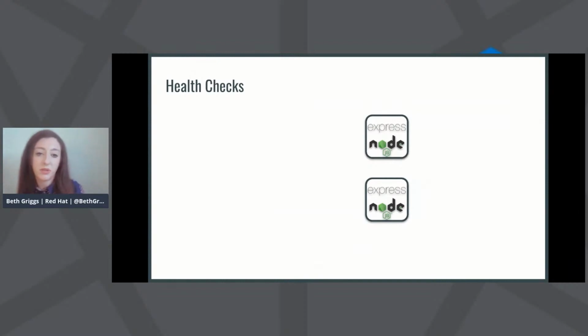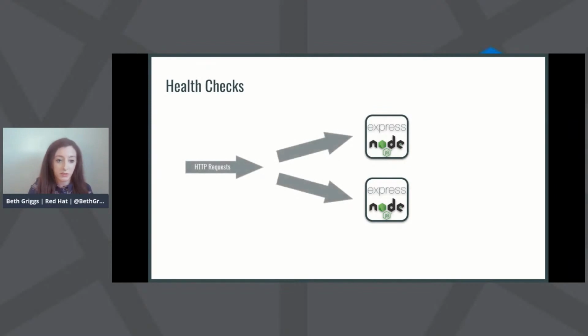And then we have a concept of health checking. This is another that we'll touch on in the workshop. When you have multiple replicas or pods of your application, Kubernetes will automatically load balance the requests between the two. So you can see here, an HTTP request comes in and it will automatically load balance them for you.